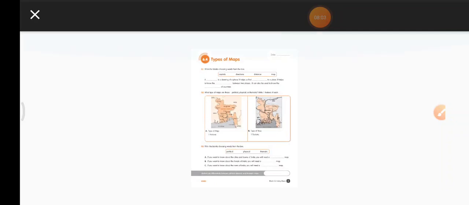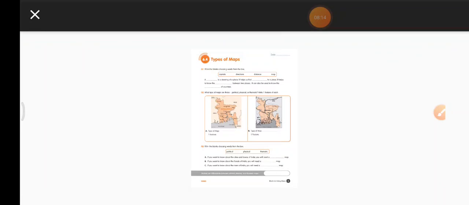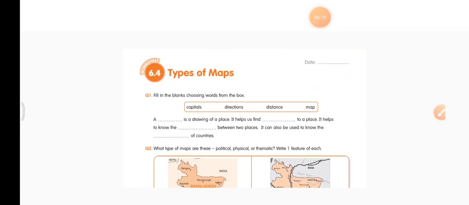Now let's open our workbook. Open your worksheet 6.4, everyone. So here we have put today's date, beta. Fill in the blanks choosing words from the box. The answers are already there in the help box. You need to select the right word and write it in the blanks.